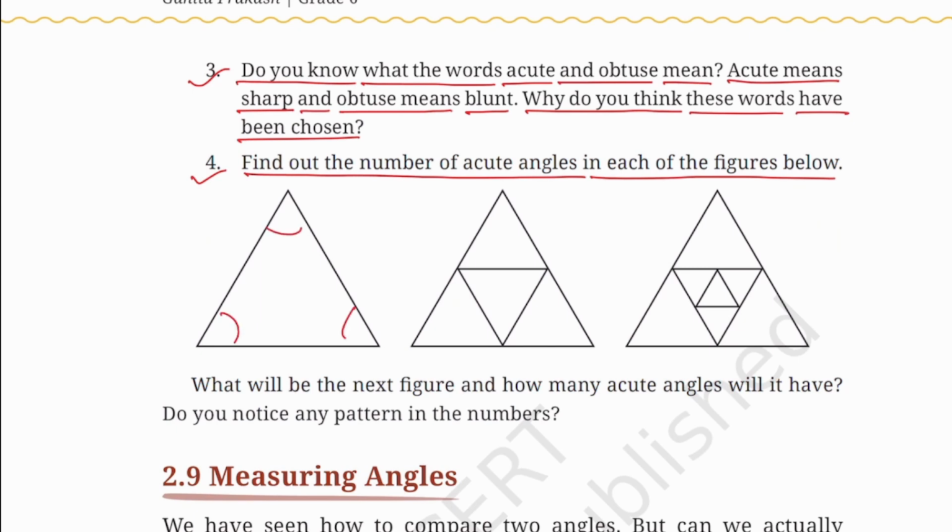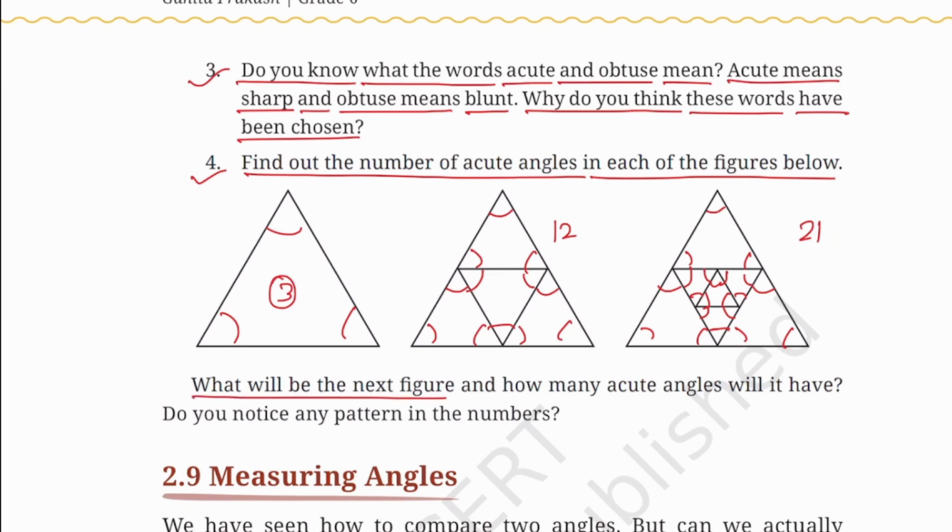1, 2, 3. 3 acute angles. 1, 2, 3, 4, 5, 6, 7, 8, 9, 10, 11, 12. 12 acute angles. 1, 2, 3, and so on up to 21. That is 21 acute angles.